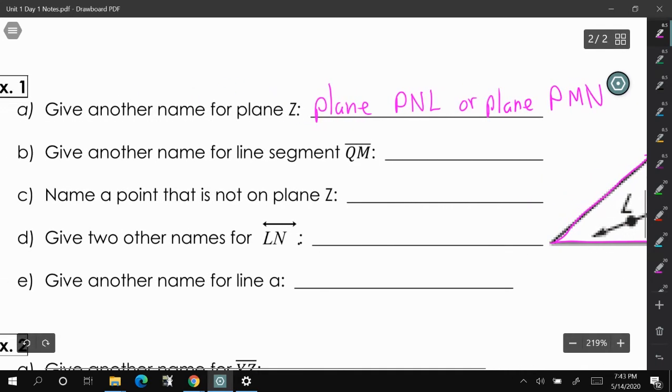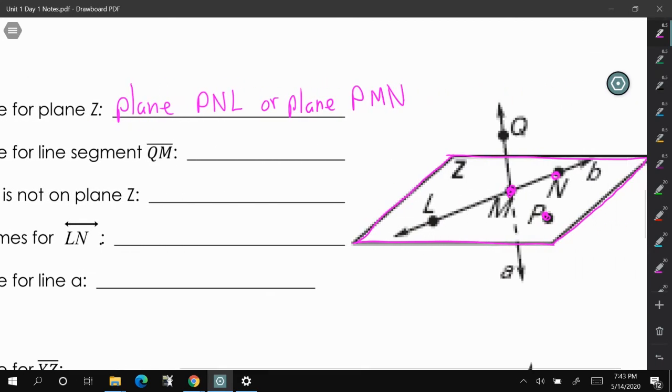The next one, give another name for line segment QM. Well, here's line segment QM. So the only other name for that would be segment MQ, because it's asking about a segment, not a line.